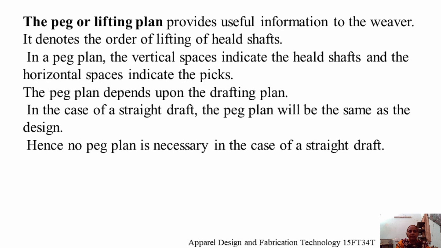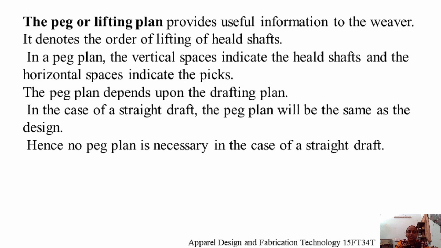The peg or the lifting plan provides useful information to the weaver. It denotes the order of lifting of heddle shafts. In a peg plan, the vertical space indicates the heddle shafts and the horizontal space indicates the picks. The peg plan depends upon the drafting plan. In the case of a straight draft, the peg plan will be the same as the design. Hence, no peg plan is necessary in the case of a straight draft.